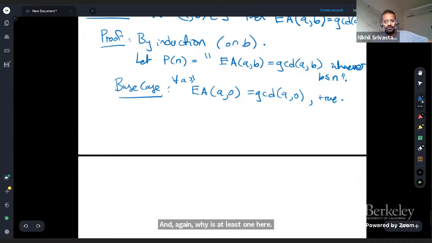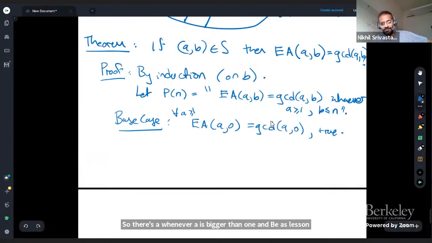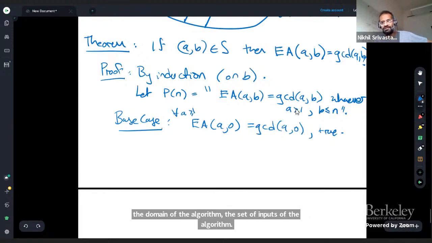So implicitly in this P(n), there's a whenever A is bigger than 1 and B is less than A. Right? Because the domain of the algorithm, the set of inputs of the algorithm, consists of integers A comma B, where A is strictly bigger than B and B is greater than or equal to 0. So A has to be at least 1.